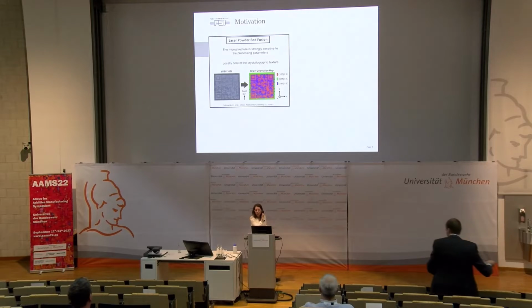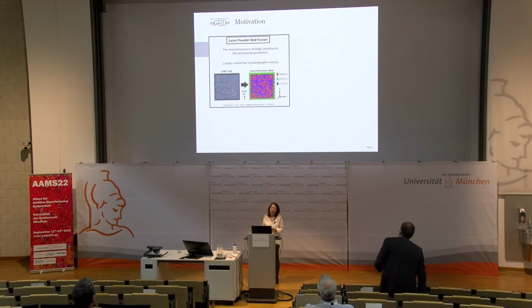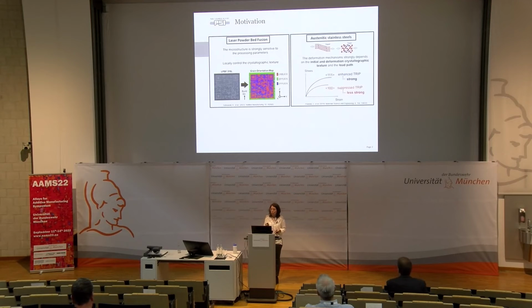After the talks, I will have to explain how we can control the microstructure using laser powder bed fusion, and how we can clearly and locally control the crystallographic texture in particular. I will talk now about the austenitic stainless steel. As you may know, the deformation mechanism in this material is strongly dependent on the crystallographic texture, and also on the loading path. In a standard tensile test, we know that if we have a 1-1-1 texture along the loading direction, we will have an enhanced TRIP effect, which leads to a strong material.